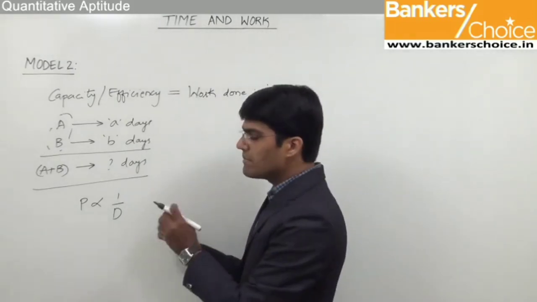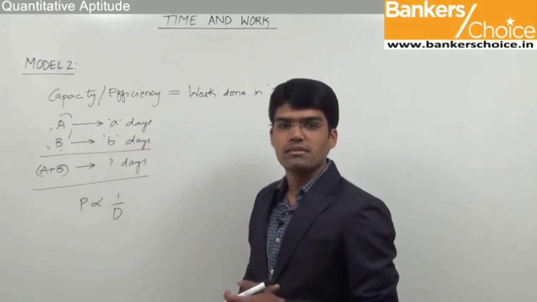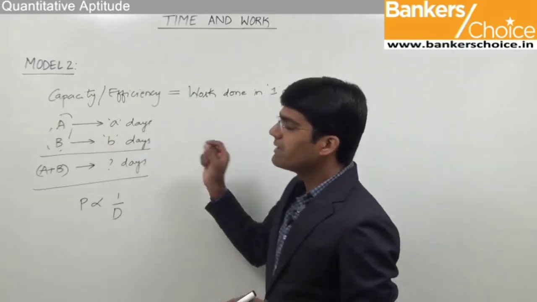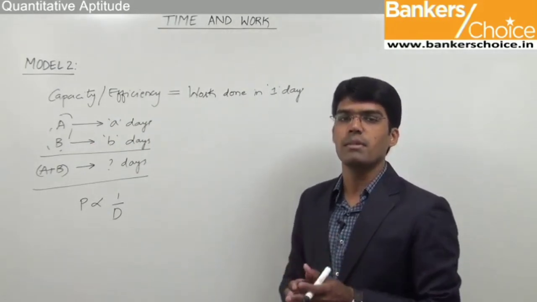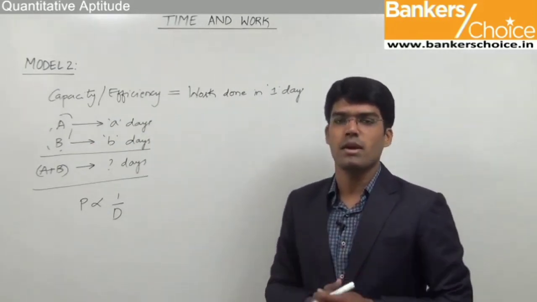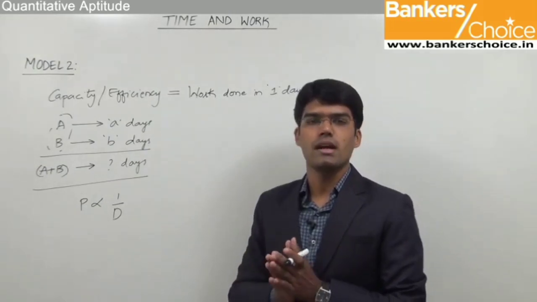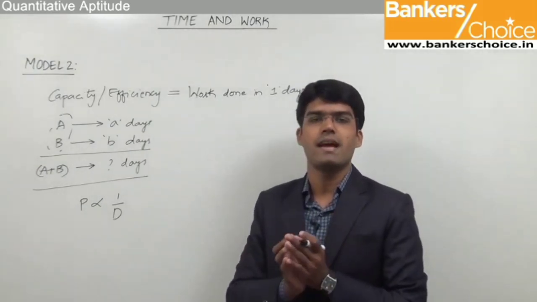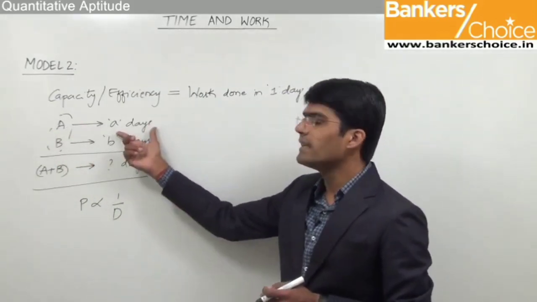So very clearly, the number of persons and number of days are inversely proportional to each other. And whenever two variables are inversely proportional to each other, we cannot have a direct addition on both sides. So here, to solve this question, we need to go by the capacity of each person, or nothing but the work done by each person in 1 day. As I've already mentioned in the previous model, whenever the work done is not specified, it can be considered as 1 unit. So let us assume A can do 1 unit of work in A days.